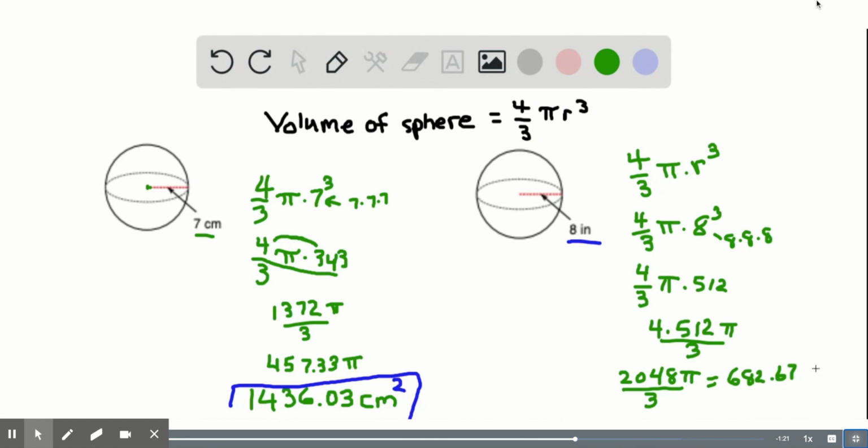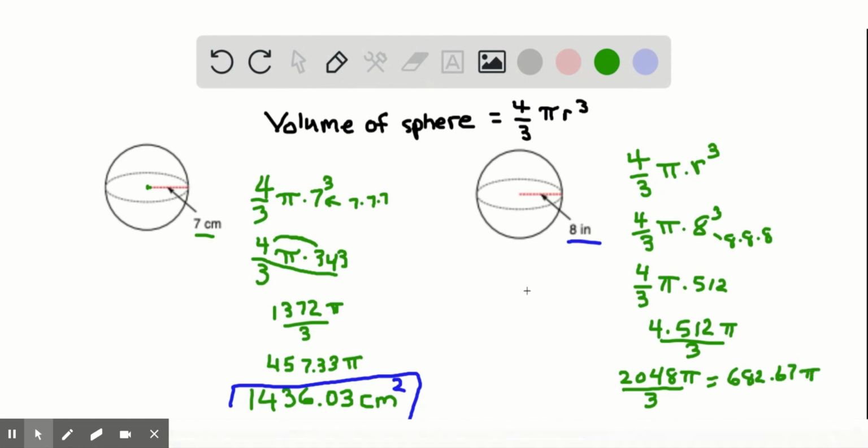Last but not least, I'm going to go ahead and change pi into 3.14, right? And that's what we did here also, 3.14. So when pi becomes 3.14, we're going to go ahead and multiply 3.14 with 682. And I get 2,143.57 centimeters. Once again, I'm emphasizing to the third power.